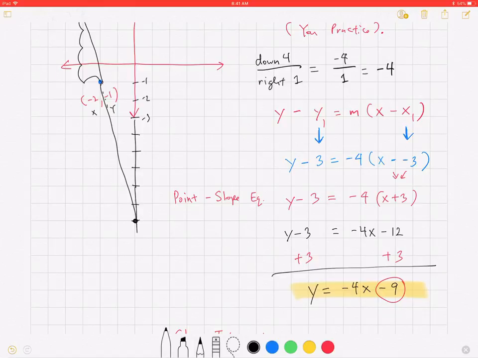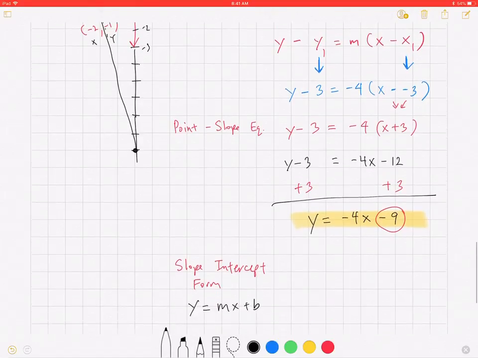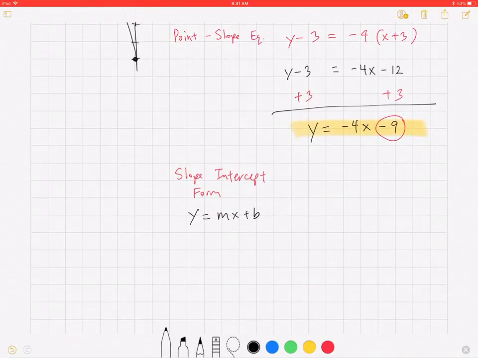So again, from point slope form to slope-intercept form, you distribute, and then you get y by itself, and then you have your slope-intercept form.